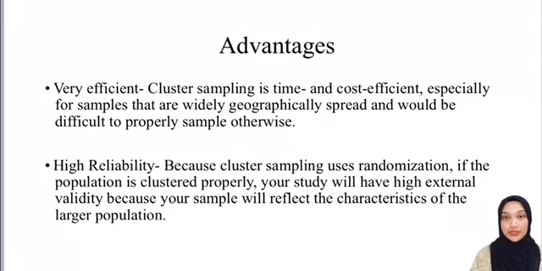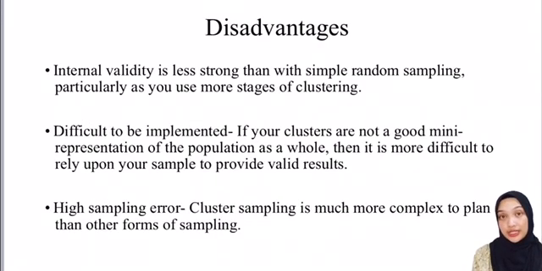Next are the disadvantages. The internal validity is less strong than with simple random sampling, particularly as you use more stages of clustering. The second one is that it is difficult to implement. The last one is high sampling error. Cluster sampling is much more complex to plan than other forms of sampling.